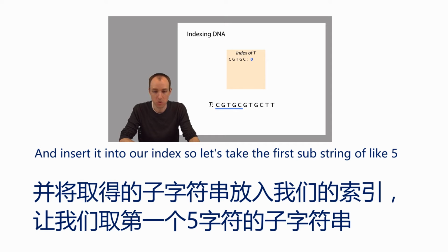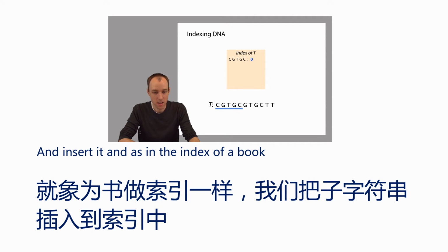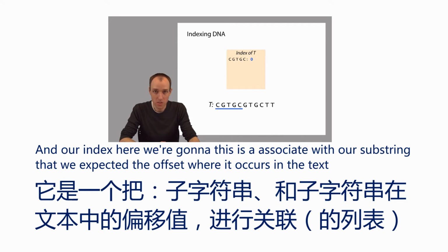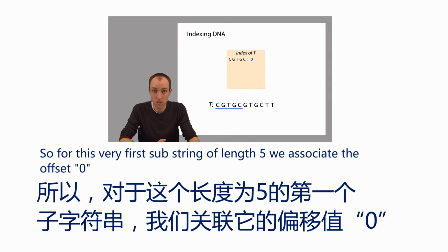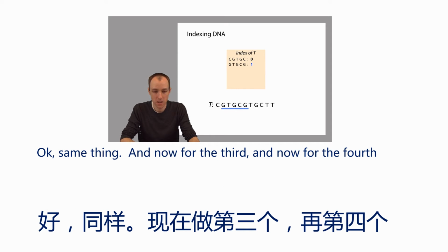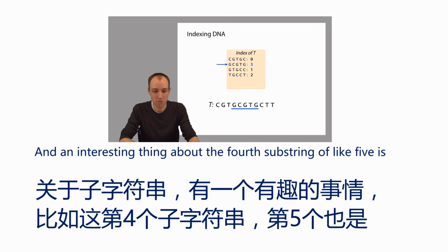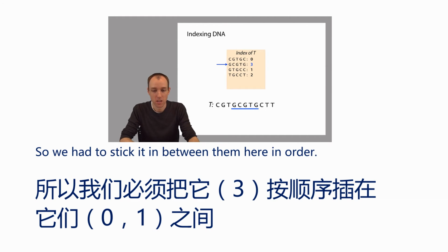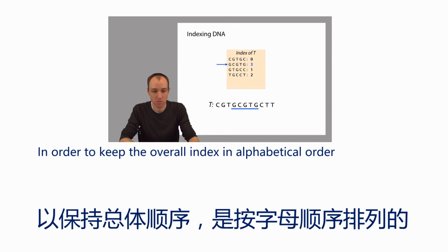So let's take the first substring of length 5 and insert it. And as in the index of a book, in our index here, we're going to associate with our substring that we extracted the offset where it occurs in the text. So for this very first substring of length 5, we associate the offset 0. Okay, let's do the second substring of length 5. Okay, same thing. And now for the third, and now for the fourth. And an interesting thing about the fourth substring of length 5 is that it came alphabetically between two substrings that we had already added to the index. So we had to stick it in between them here in order to keep the overall index in alphabetical order.